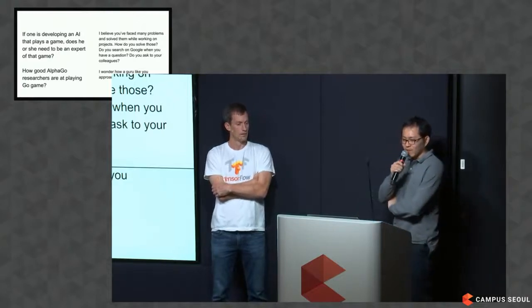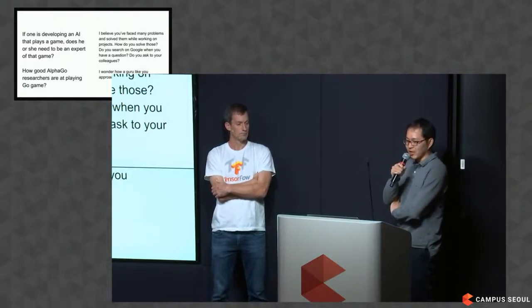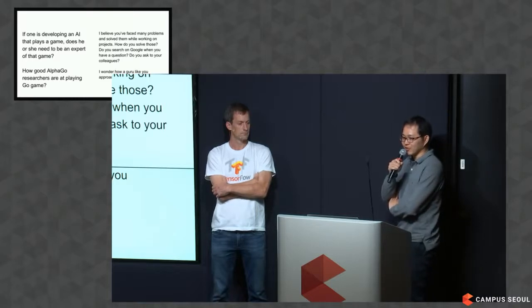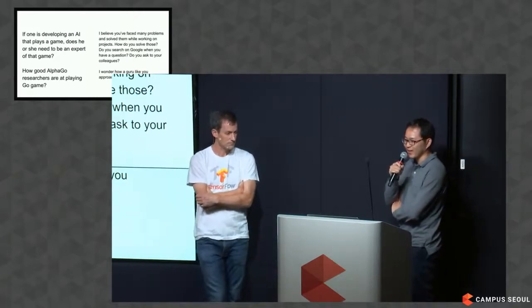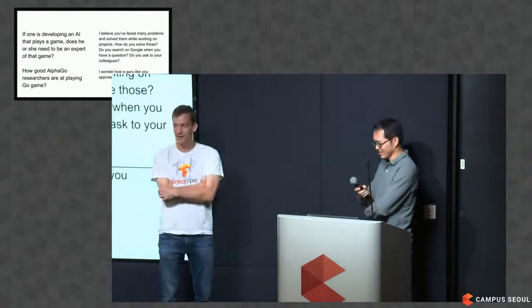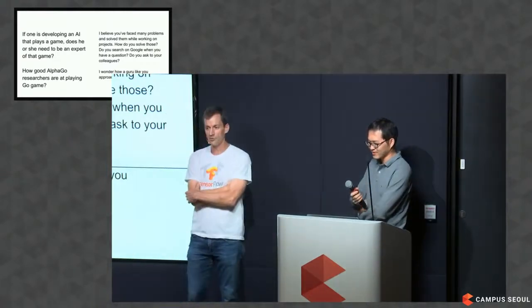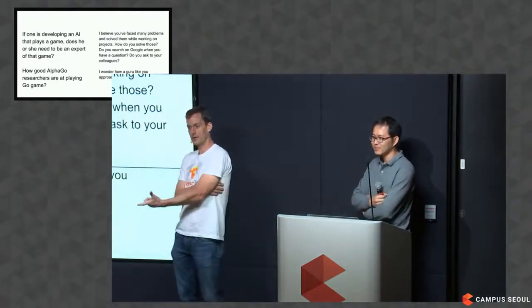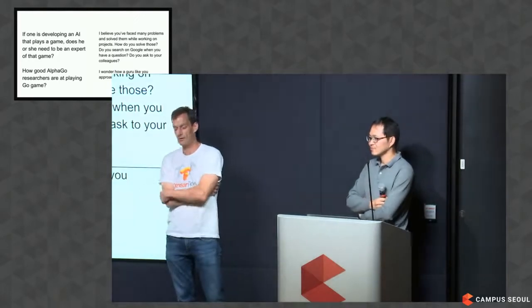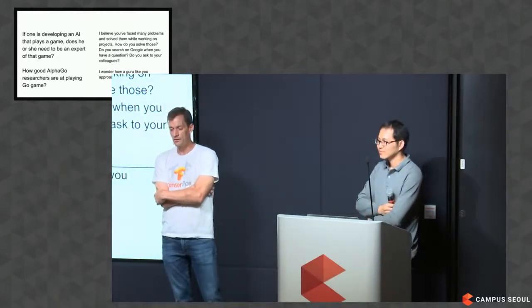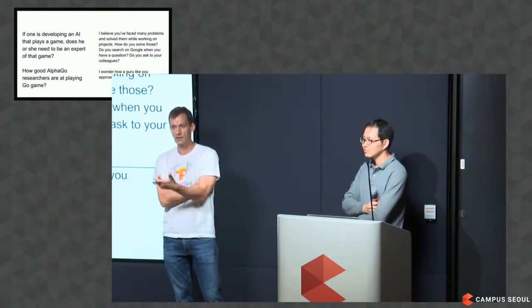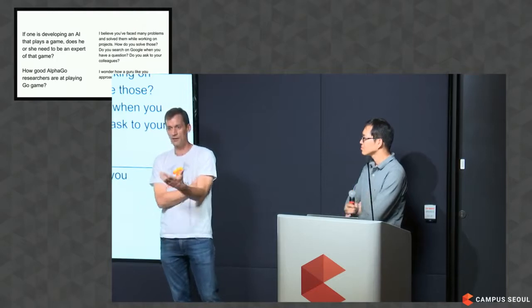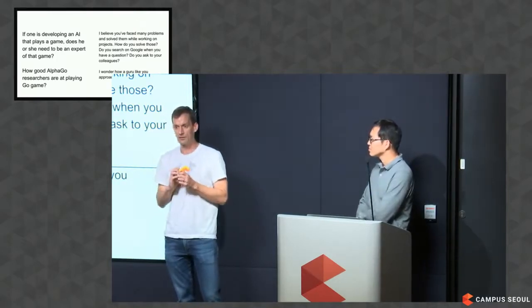If one is developing an AI that plays a game, does he or she need to be an expert on that game? And how good are the AlphaGo researchers at playing Go? I'm going to generalize the question a little bit: if you're trying to use machine learning to solve a particular problem, do you need to be an expert in that domain? In some cases it's pretty helpful to have at least someone involved in your project who has some domain expertise, to understand if the model is doing something sensible or not.